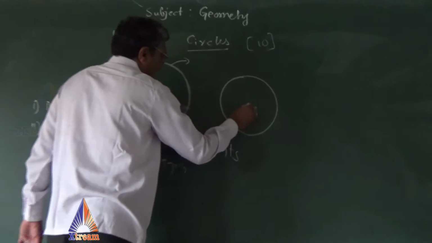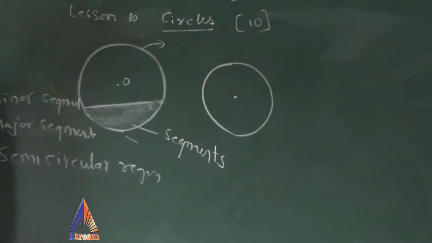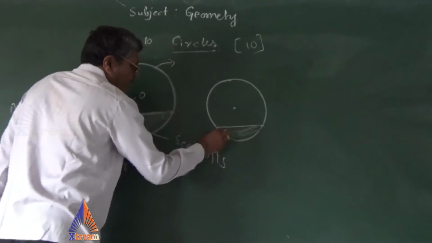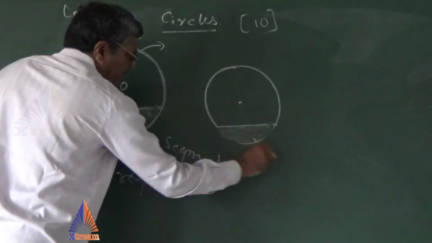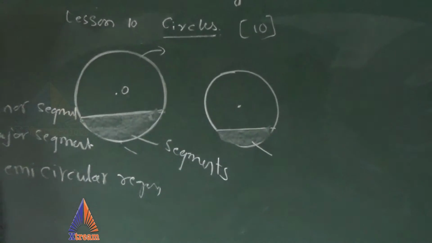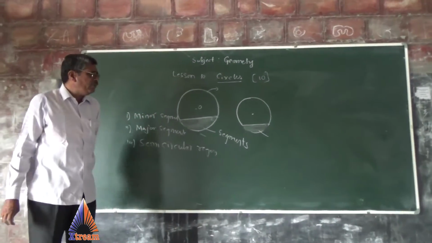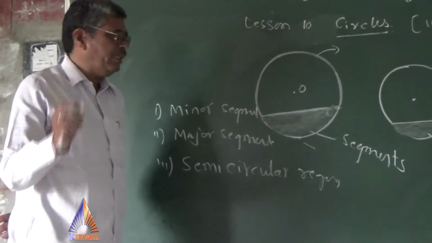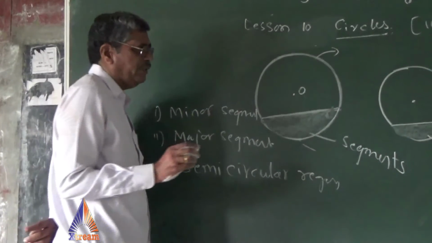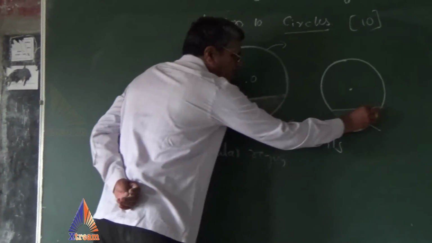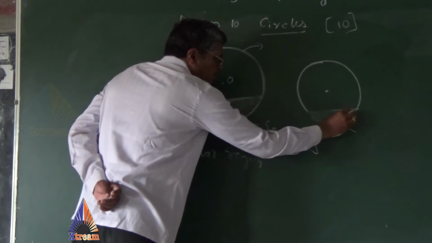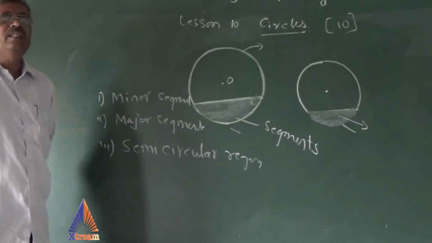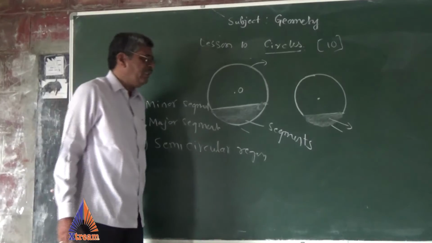The first one is the minor segment. For example, take any round circle; here you can take this smaller portion. This smaller portion is commonly called the minor. So according to the definition, the region bounded by the minor arc and chord of a circle is commonly called a minor segment. Once again, the region bounded by the chord of a circle and the minor arc of a circle is commonly called a minor segment.